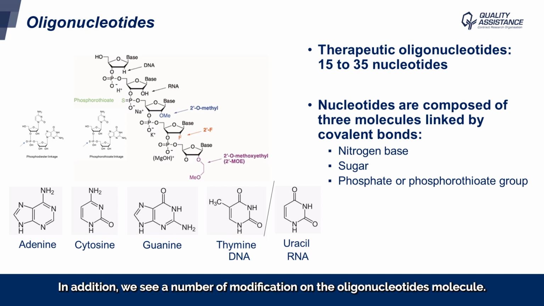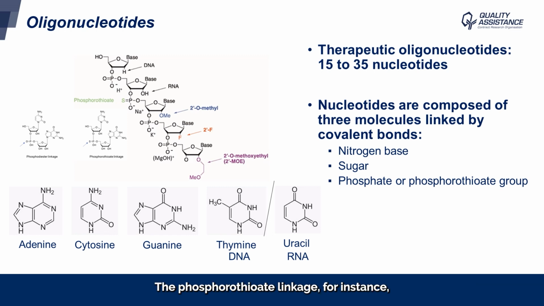In addition, we see a number of modifications on the oligonucleotide molecule. The phosphorothioate linkage, for instance, where an oxygen is replaced by a sulfur atom, and this modification prevents the molecule from degradation and enzymatic digestion. Modification on the sugar moiety by addition of methyl groups, for instance, leads to an increase in thermal stability.